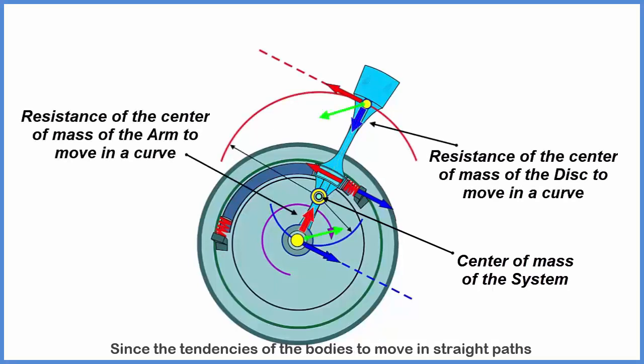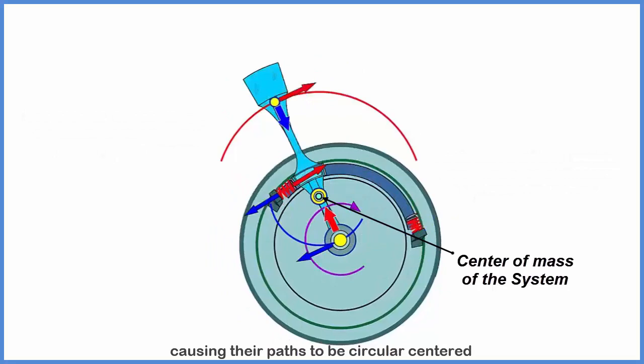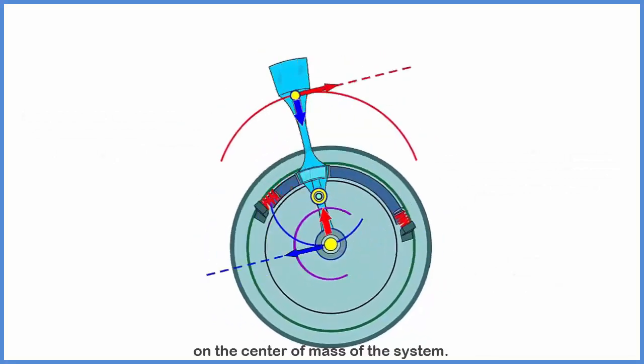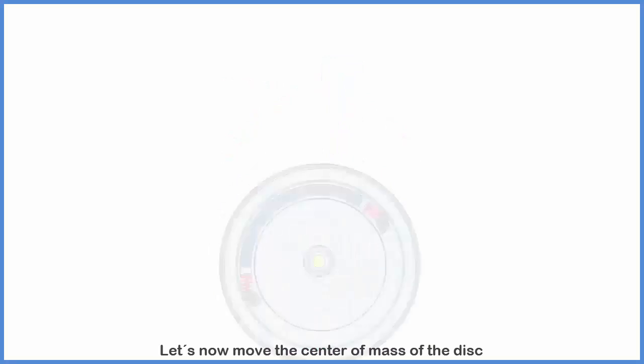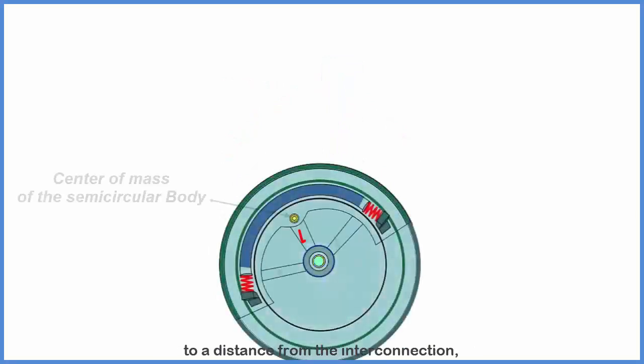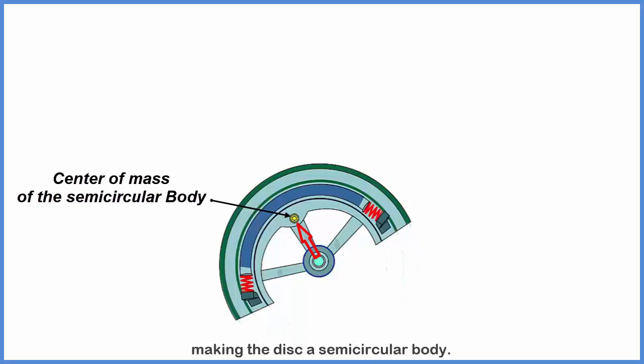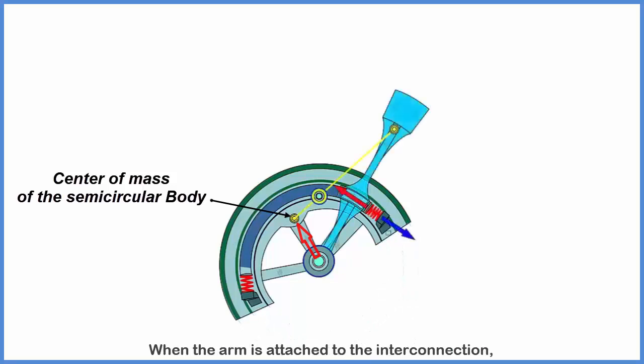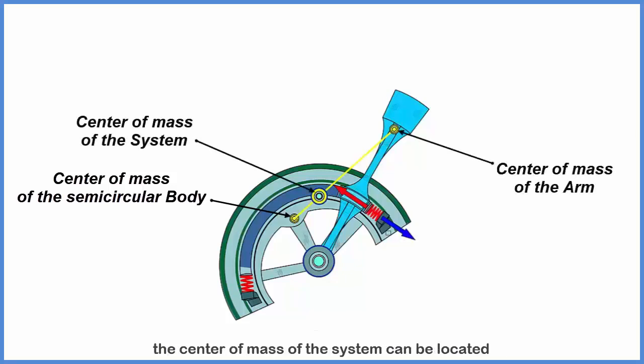Since the tendencies of the bodies to move in straight paths are opposed, their inertial resistances to bending the paths act on each other, causing their paths to be circular centered on the center of mass of the system. Let's now move the center of mass of the disk to a distance from the interconnection, making the disk a semicircular body. When the arm is attached to the interconnection, forming a two-body system with the semicircular body, the center of mass of the system can be located in the line passing through the centers of mass of the two bodies. The rotation of the bodies remains limited by the rebound springs.